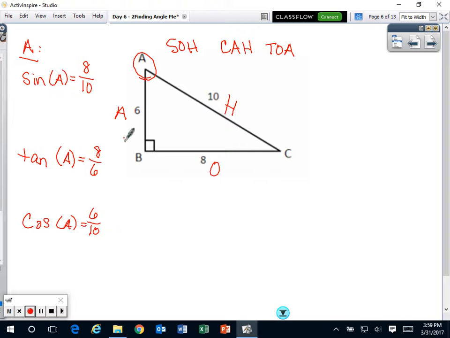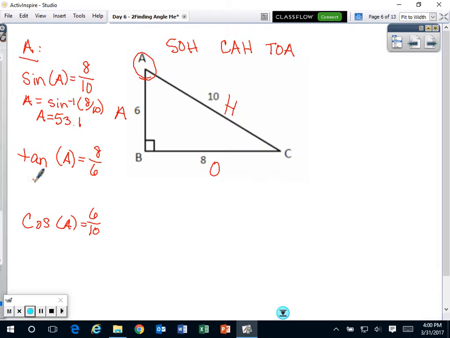So all three of these answers, if I do the sine inverse of 8 over 10, let's see what we get. I get 53.1. So taking the sine inverse of both sides, we get angle A equals 53.1. And I'm just going to write right here, A equals sine inverse of 8 over 10. When I plug that in the calculator, I get 53.1.